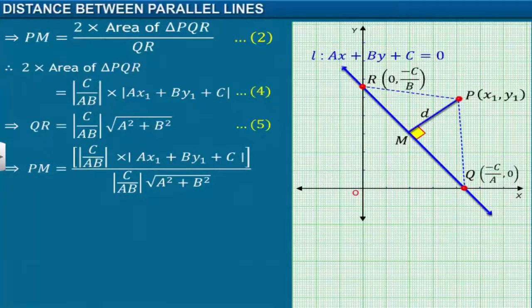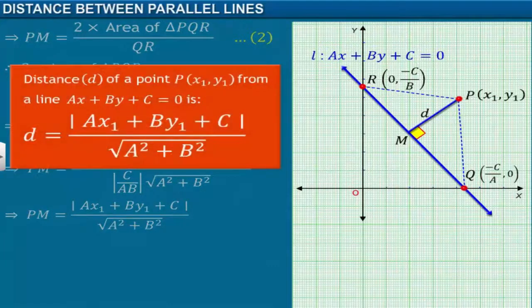Recall that PM is equal to the distance D from point P to line L. Thus, the distance D of a point x1, y1 from a line Ax plus By plus C equal to 0 is given by modulus of Ax1 plus By1 plus C divided by under root A square plus B square.